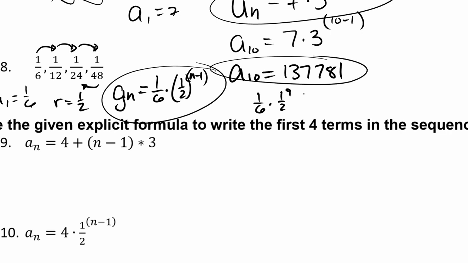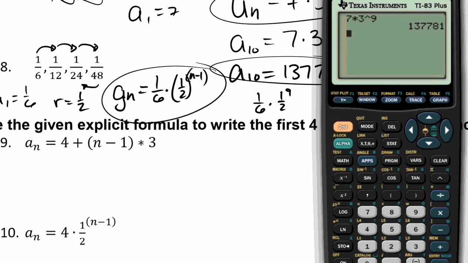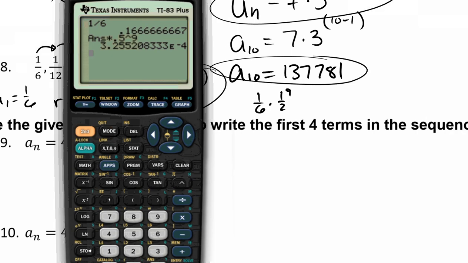I'm going to grab the calculator again and go ahead and enter 1/6. So 1 divided by 6 equals that decimal, and I'm going to multiply that times 0.5, and I'm going to raise that 0.5 to the power of 9. And that gives me this. And it is in scientific notation, and we're going to deal with this, right? If I write it down as it appears on the screen, this equals 3.25 approximately times 10 to the negative fourth power.